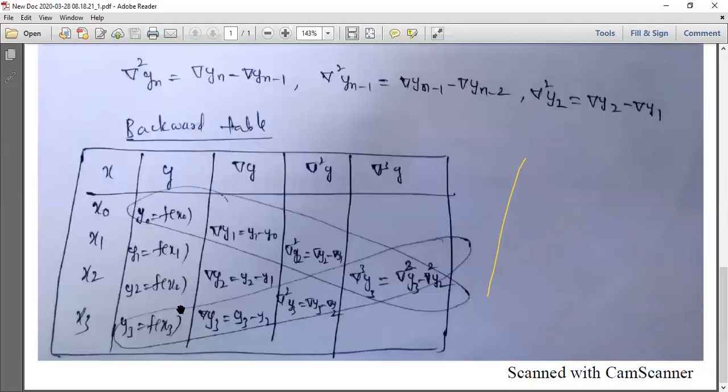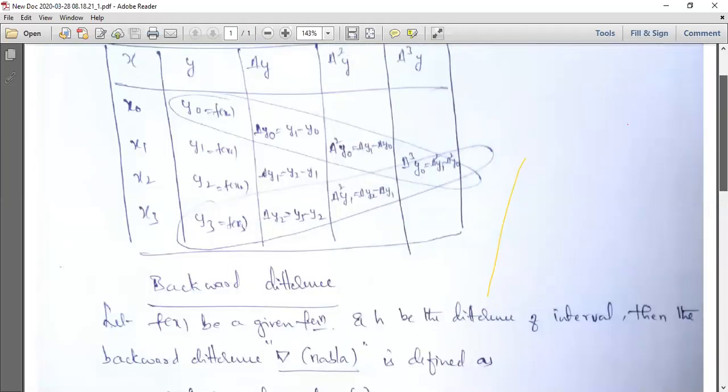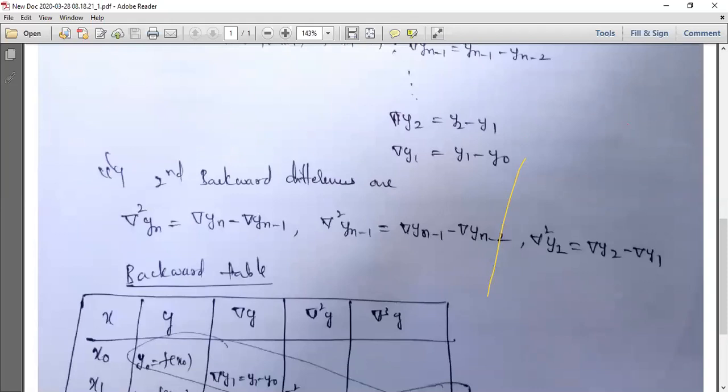From this point, I'm going to try to represent it in the form of a table. So that is the difference between the forward as well as the backward finite differences. Next, I'm going to go on for that.